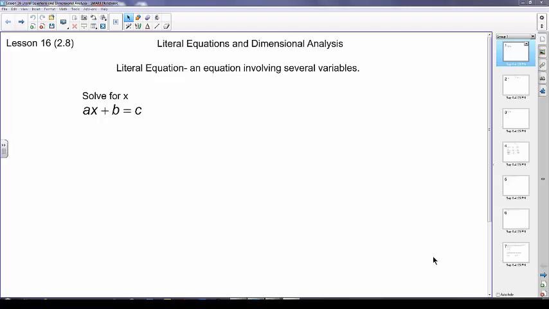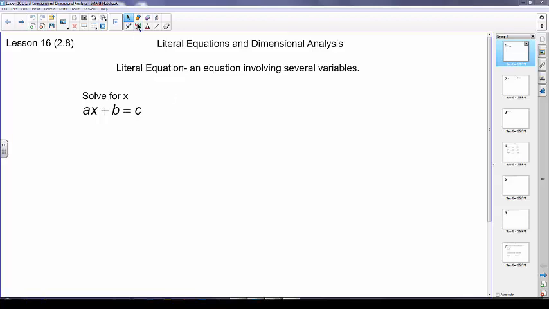So today we're going to talk about this concept of literal equations and dimensional analysis. A literal equation is typically an equation with lots of different variables in it. What we've been dealing with to this point are equations with single variables in it, maybe on both sides, maybe not. But these equations are going to have multiple variables, and you're going to be asked to solve for a single variable in each of those equations. In other words, we're going to isolate that variable.